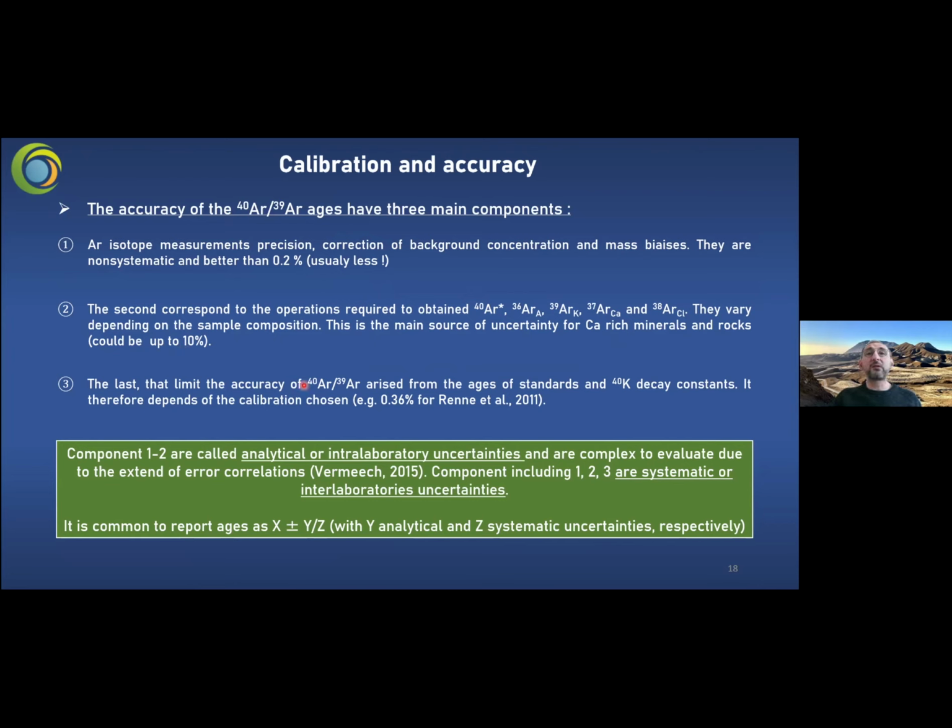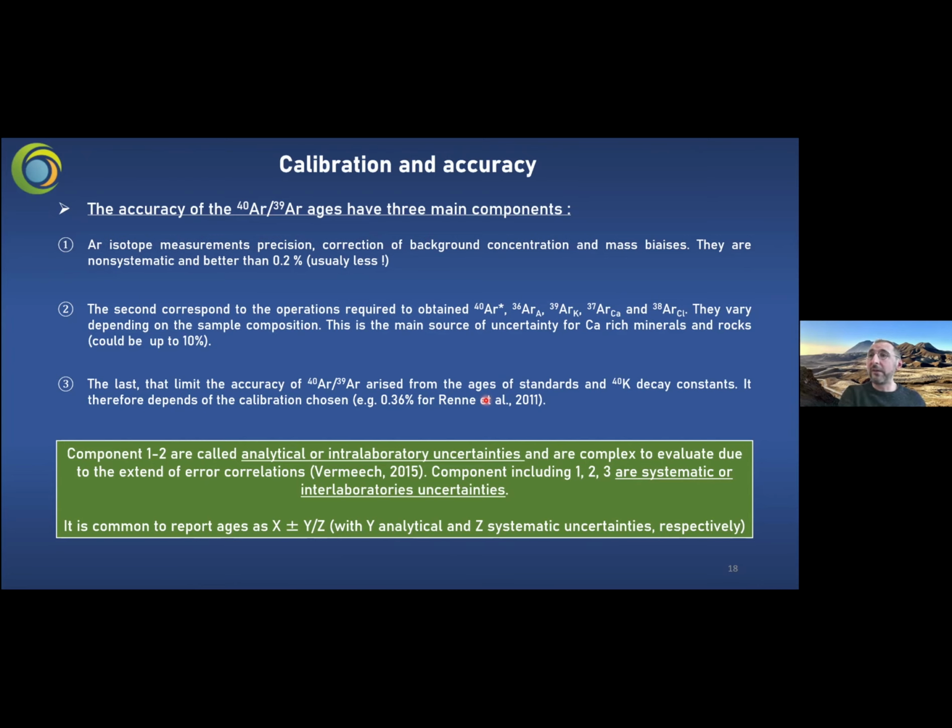The last limit will be the accuracy of the argon-argon, which comes from, of course, the age of the standards you use and the decay constant you choose. And of course, depending on the calibration you choose, let's say the more precise and, I would say, accurate decay constant is given at 0.36% by Renne. If you take, for instance, Min et al., the error is up to 3%, the uncertainty that you have to propagate.